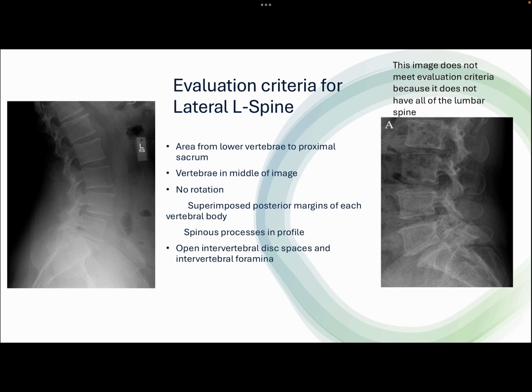The evaluation criteria for a lateral L-spine. You want no rotation again. You want superimposed posterior margins of each vertebral body, the spinous processes in profile, and open intervertebral disc spaces. So the image on the left does meet evaluation criteria. As you see, there is no rotation, all the disc spaces are open, and it has all of the spine on it. The image on the right does not meet evaluation criteria because it only has 4 of the 5 lumbar spine.